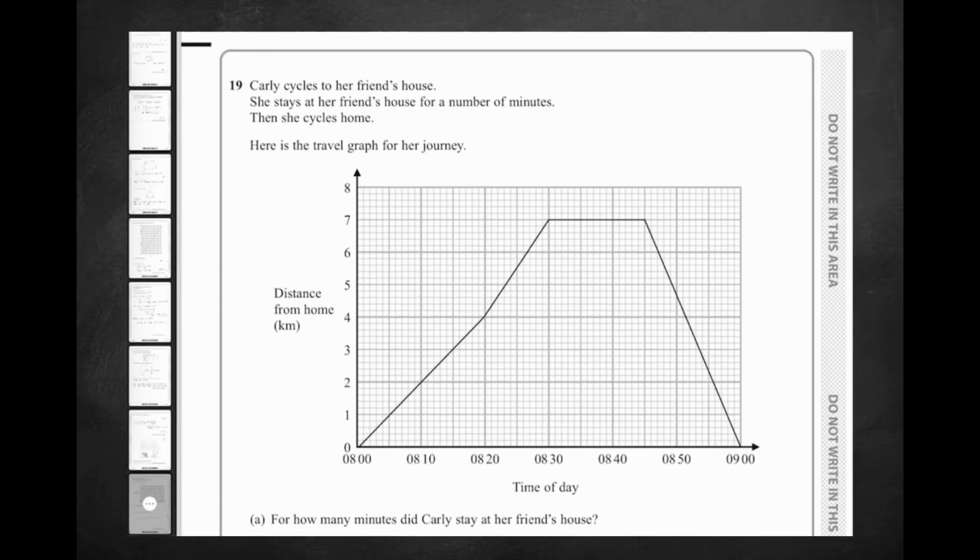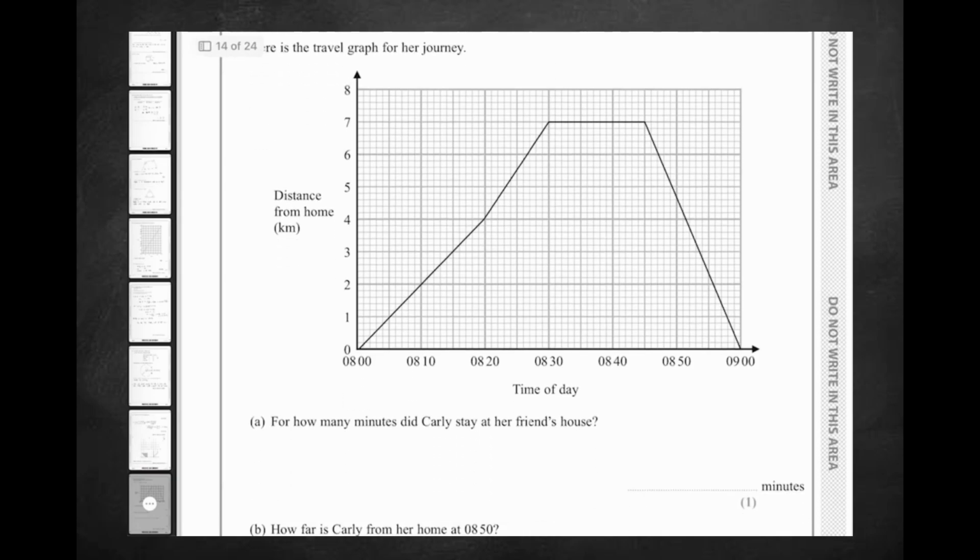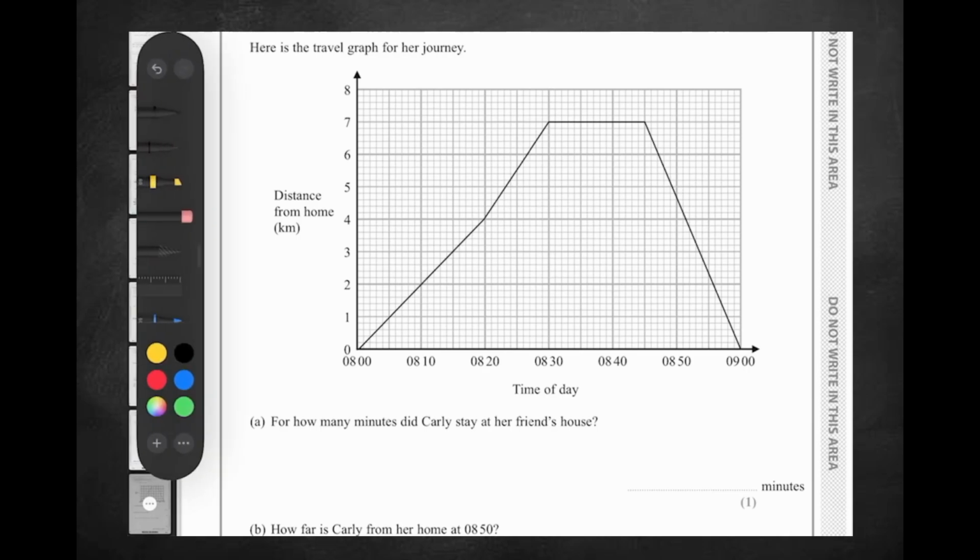Question 19. Carly cycles to her friend's house. She stays at her friend's house for a number of minutes, then she cycles home. Here is a travel graph for her journey. Part A. How many minutes did Carly stay at her friend's house? So that will be the period when she stopped moving on the travel graph, which is between these two. So from there to there, which is going to be 8:30 to 8:45, which is 15 minutes.